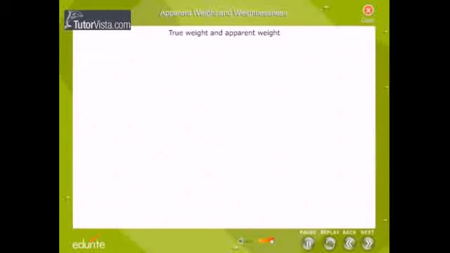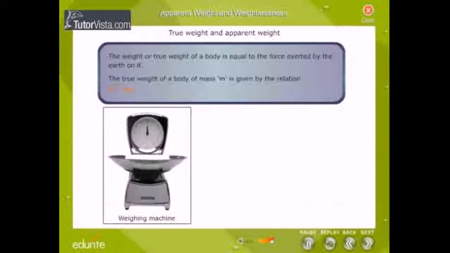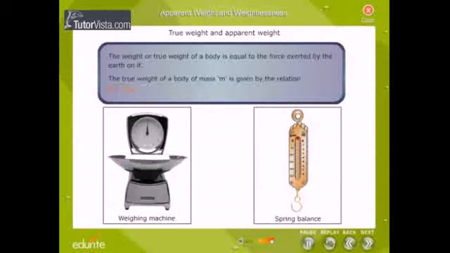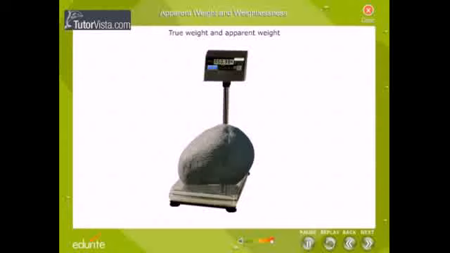True weight and apparent weight. The weight or true weight of a body is equal to the force exerted by the Earth on it. The true weight of a body of mass m is given by the relation W is equal to mg. The weight of a body is measured with the help of a weighing machine or by a spring balance. When a body is kept on the platform of a weighing machine, its weight is given by the normal contact force between the body and the platform of the machine.